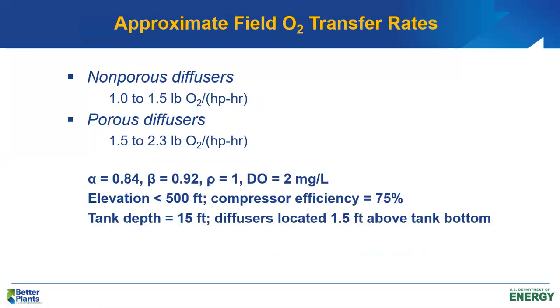Then let's compare that to our diffused air systems. Typically in diffused air systems, we define aerator performance in terms of oxygen transfer efficiency. But so that we're comparing apples to apples instead of apples to oranges, if we compare oxygen transfer rate in pounds per horsepower hour to oxygen transfer efficiency in percent, we can't make a comparison. So what I've done is made a number of assumptions here.